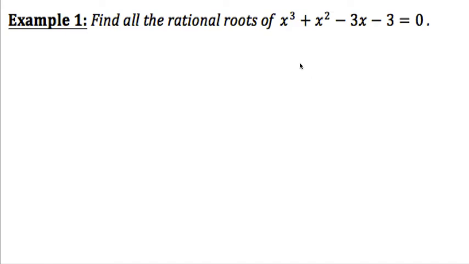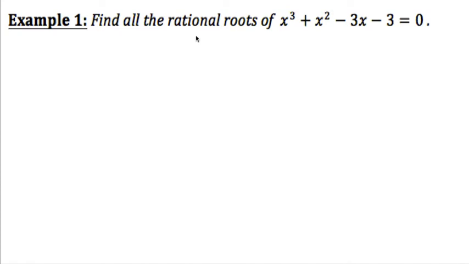So basically what we want to do here is take the integer factors of the last number and divide them by the integer factors of the first number. And then when we do that, we end up with some kind of fraction that we can work with in our rational root theorem and see if it will work to give us a remainder of 0.